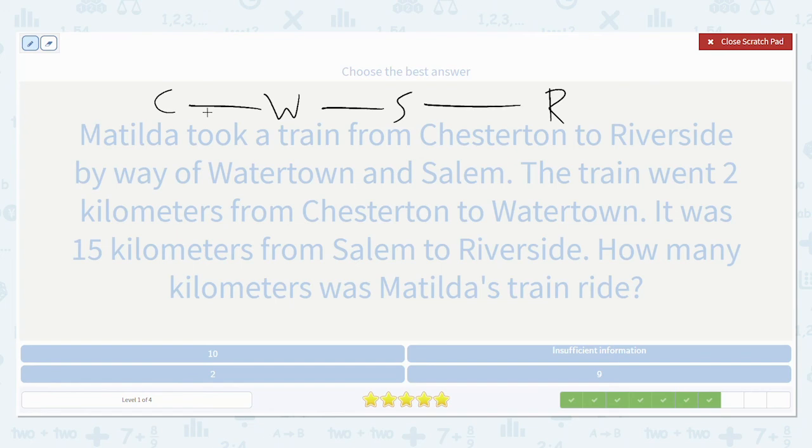The train went 2 kilometers from Chesterton to Watertown. Pretty short train ride, 2 kilometers. It was 15 kilometers from Salem to Riverside. So this part is 15. How many kilometers was Matilda's train ride? Again, we don't know what this middle stretch of our journey is, so we don't have enough information to answer the question.